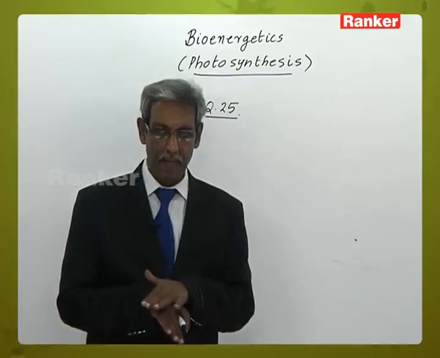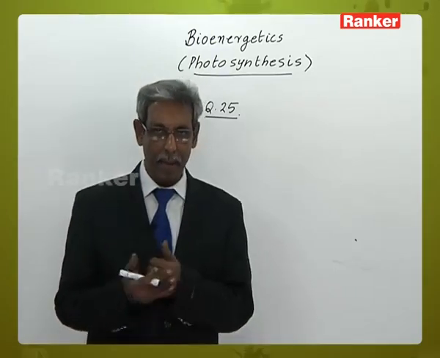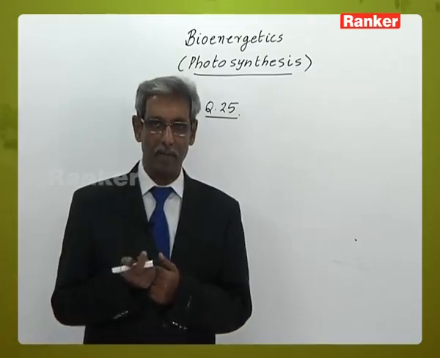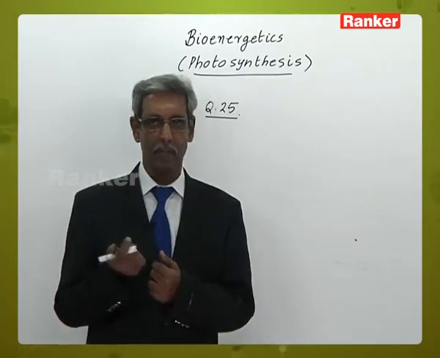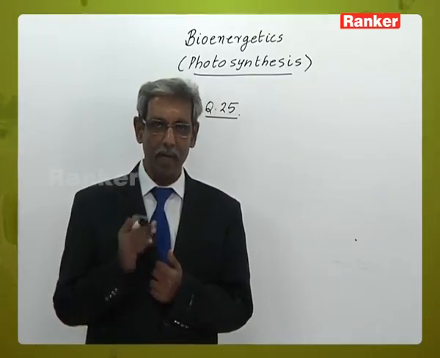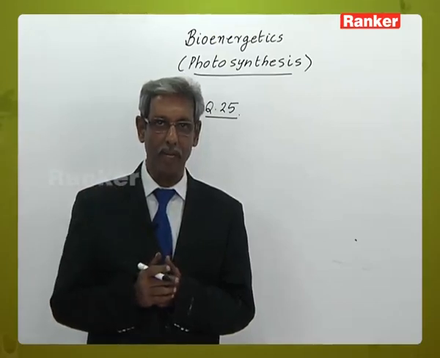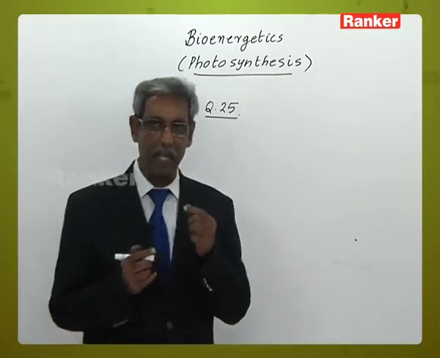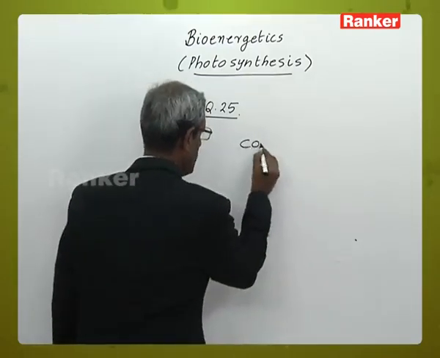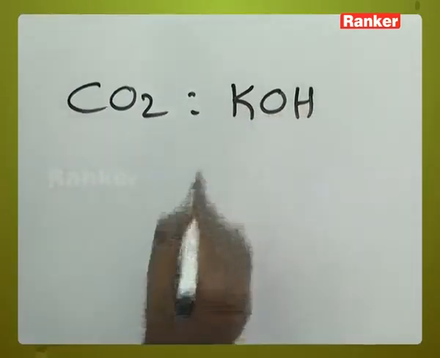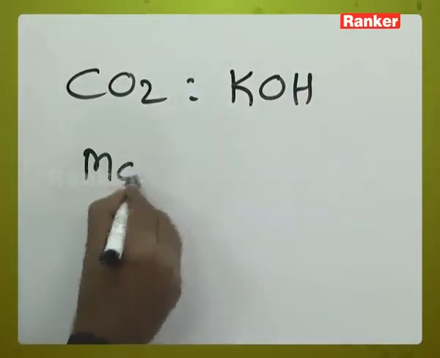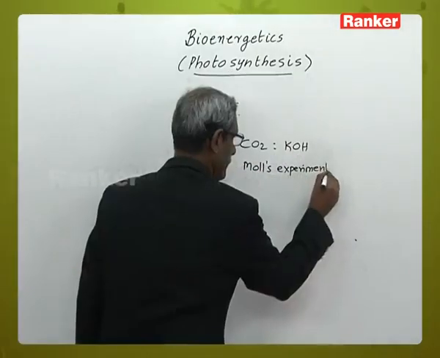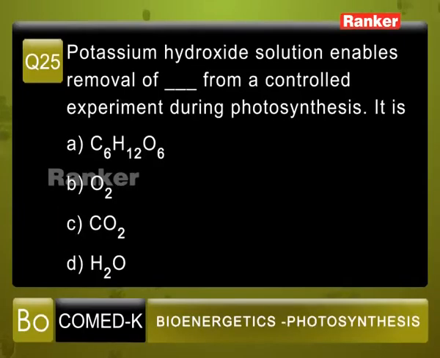Then the leaf turns black, it does not turn green, primarily because potassium hydroxide removes the carbon dioxide. So, once carbon dioxide is removed, there is bleaching and starch does not get formed. Hence, that patch wherein we have the potassium hydroxide remains pale. Hence, among the choices the right answer is carbon dioxide, because carbon dioxide is removed by potassium hydroxide and it is termed as the Moll's experiment. The answer is C.